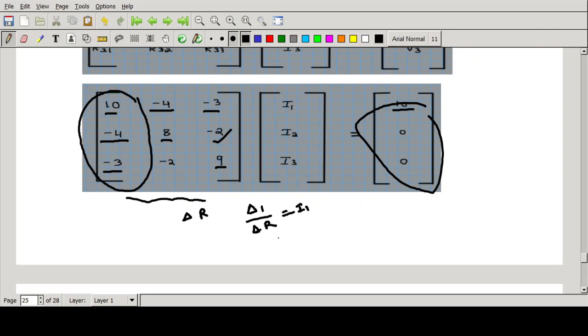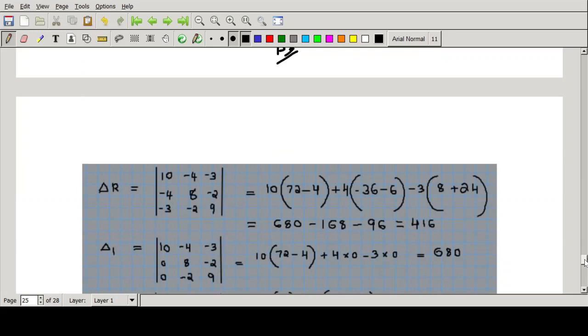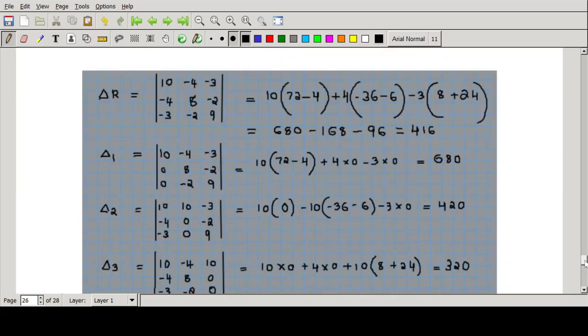Then how will you find I2? Delta 2 by delta R. So how will you find delta 2? You have to replace the second column by the voltage terms 10, 0, 0. So like that we can find delta R. You should know how to find the determinant. I have written in detail how you find the determinant. That is the first term into... When you are considering this term, you cancel these two and cross multiply. So like that you have to find the determinant of the resistance matrix.